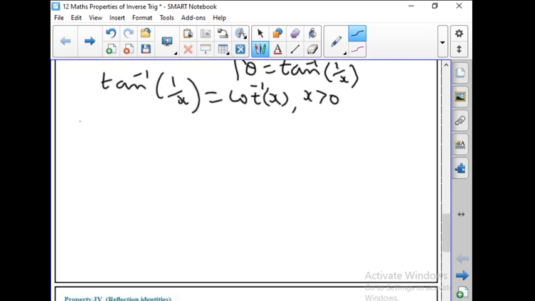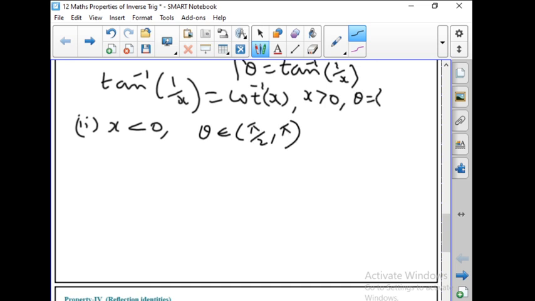Then the second case is when x is less than 0 and theta belongs to the interval pi by 2 comma pi. Here, the interval was theta belongs to 0 comma pi by 2, but now pi by 2 comma pi is the interval. So, we know that pi by 2 is less than theta less than pi.